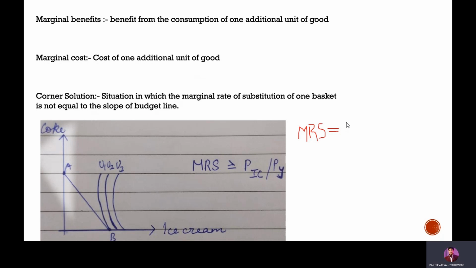So MRS is change in clothing upon change in food. Excuse me for my writing.